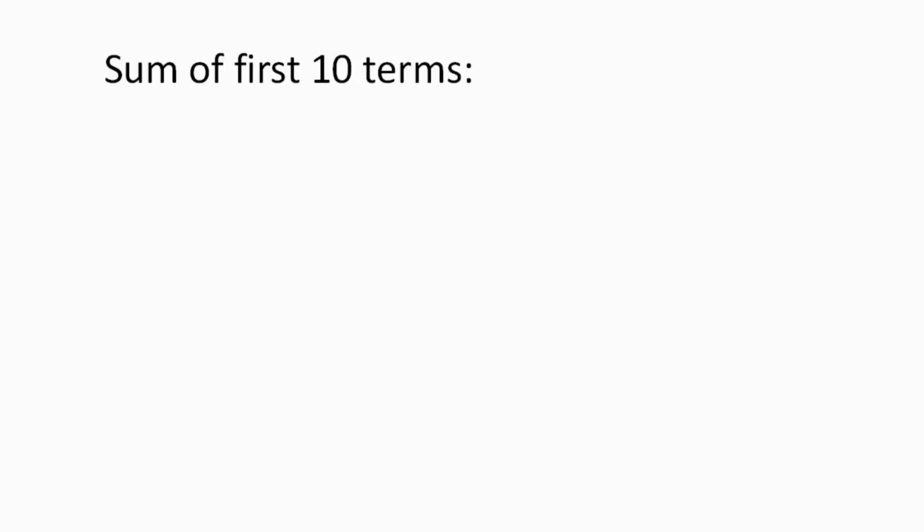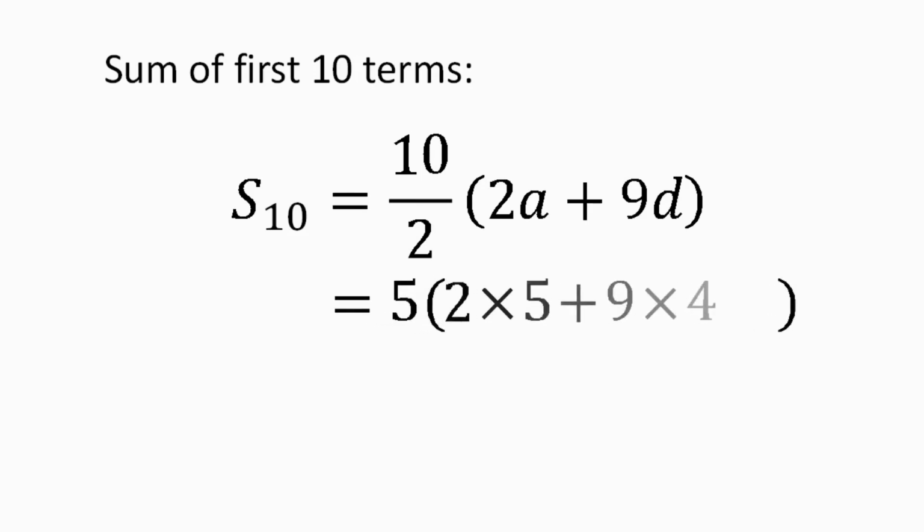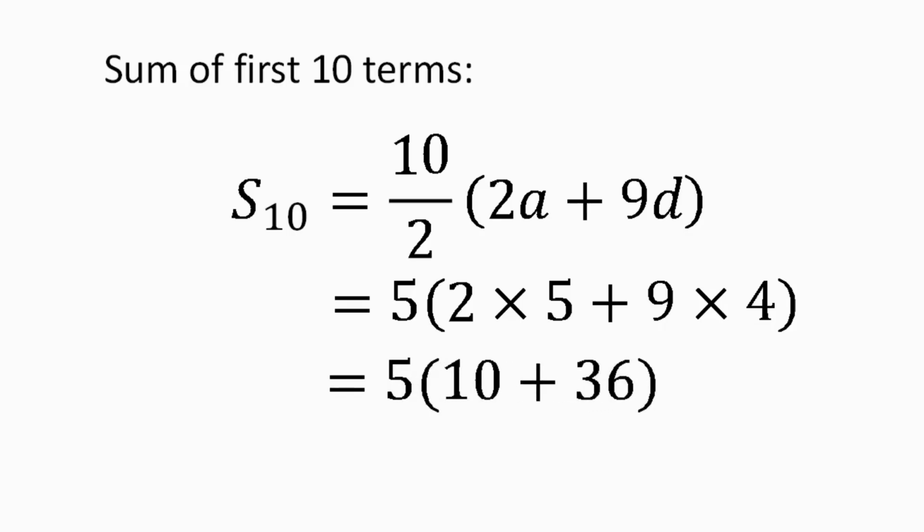The second part of the problem is to find out the sum of the first 10 terms. So let us write down the summation formula for 10 terms. Then substitute the values of a and d. Here a is 5 and d is 4. So 5 × (2 × 5 + 9 × 4). That is 5 × (10 + 36). On simplifying we get S_10 = 5 × 46, which is equal to 230.